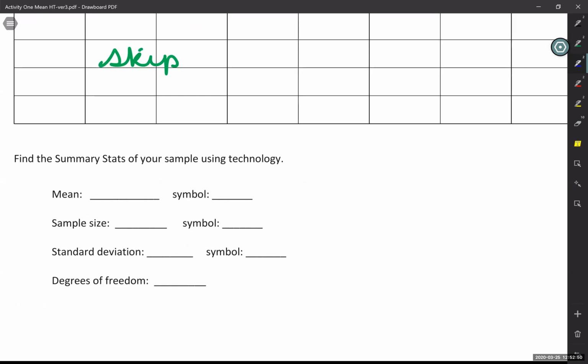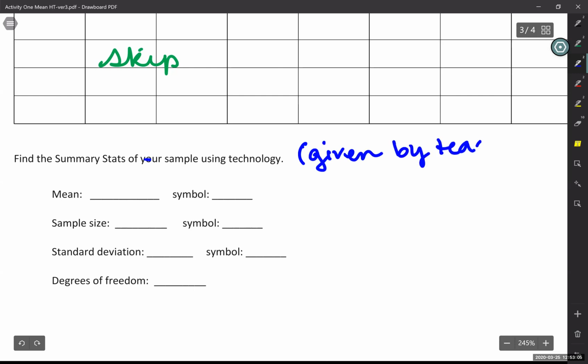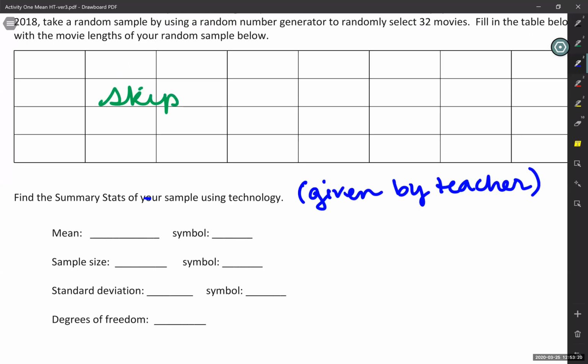Okay, so it says find the summary of stats using your sample technology. Just in case you come back to this later and you're like, how did we get those numbers? We're just going to say given by teacher, because I don't want you to look back later and not know where these numbers came from, but they literally are coming from thin air, because I did this part myself. I even thought about having you write down all the numbers and then put them in your calculator. And I was like, that's 10 minutes that we all don't need to be spending. So I did it, and these are the numbers I got.